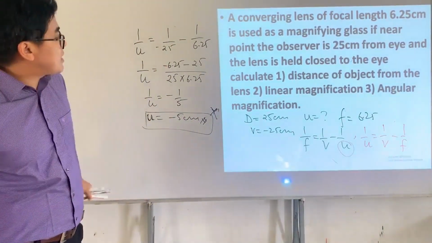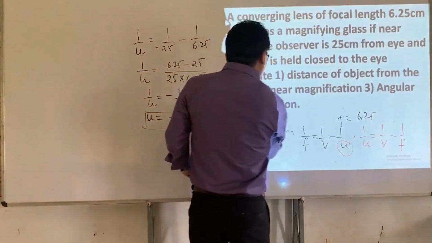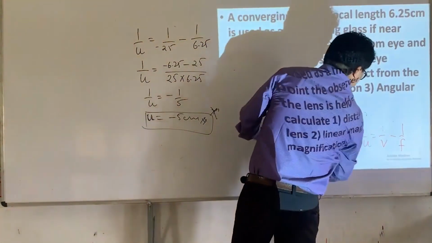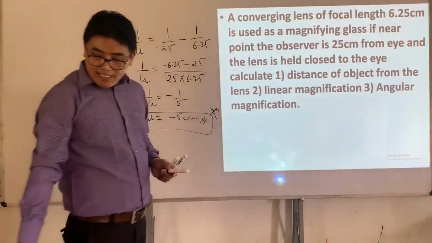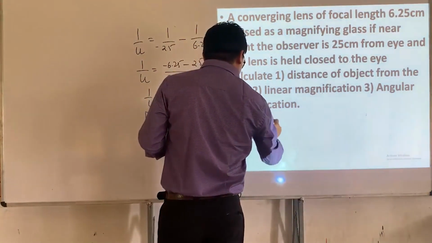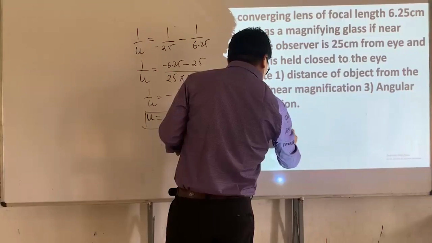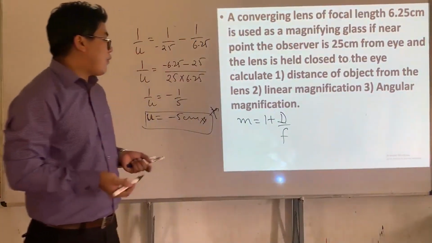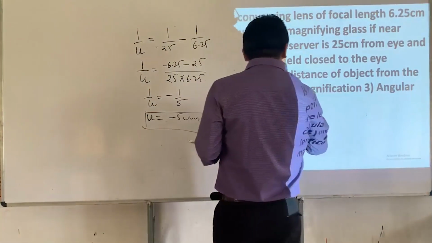This is the first problem, and the second problem is: what is the linear magnification? So linear magnification is equal to 1 plus g by f. And how much is that?